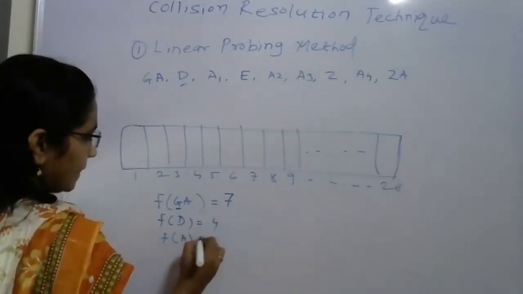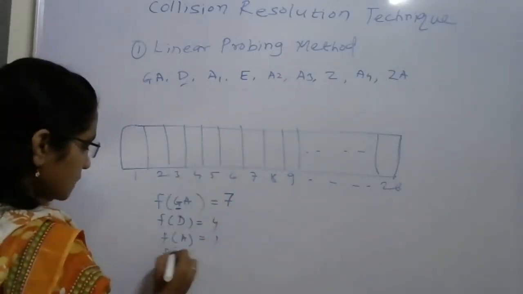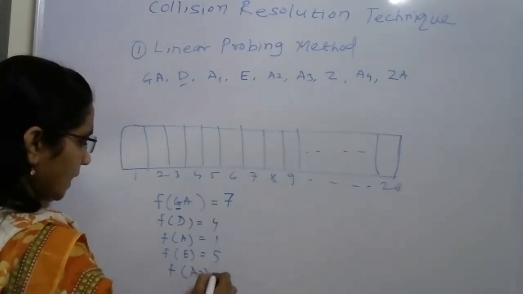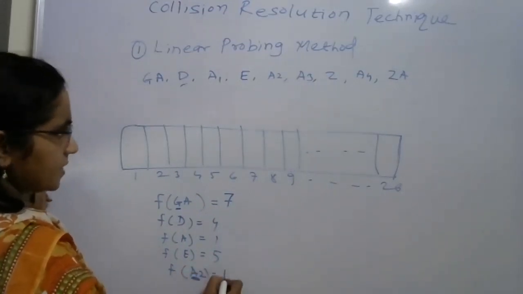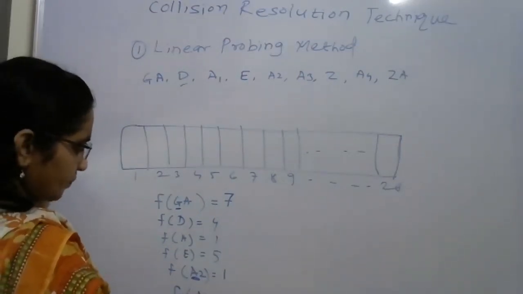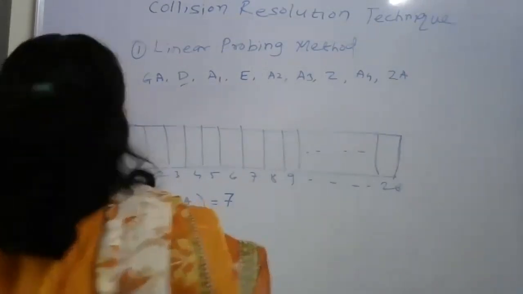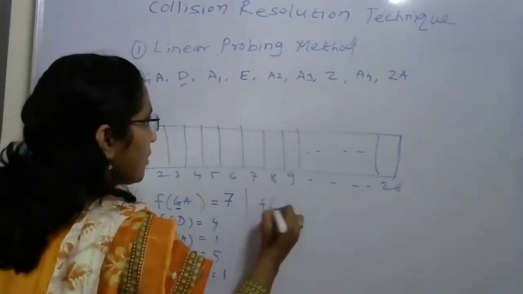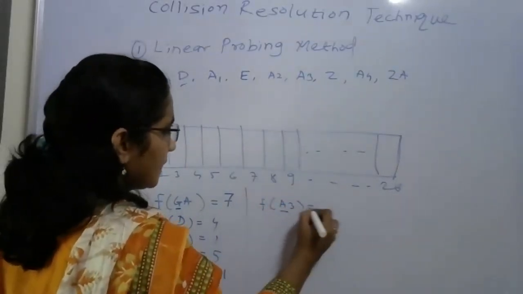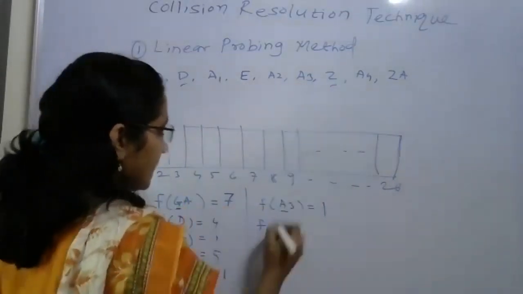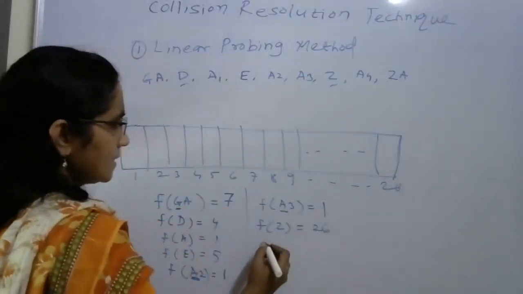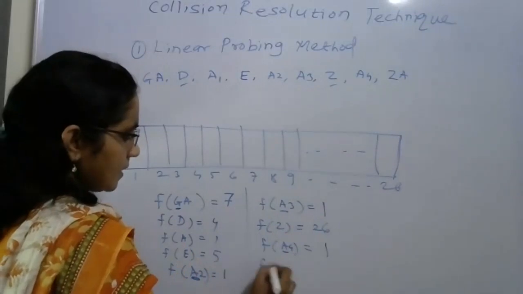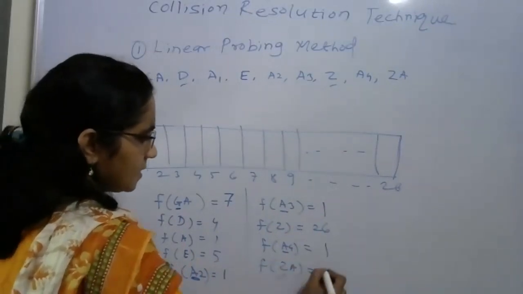Then A is located at the first position, so 1. Then E is located at the fifth position. Then what about A2? Again, the starting letter is A, it generates 1. What is A3? Again, A is the starting letter, it generates 1. Then f of Z, it is the last letter, so 26. Then f of A4 again generates hash address 1, and f of ZA again generates 26.